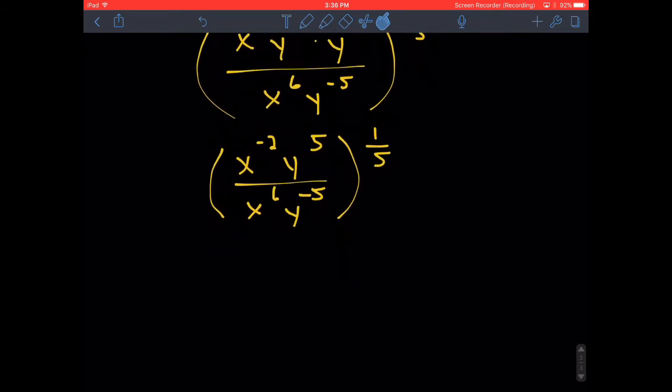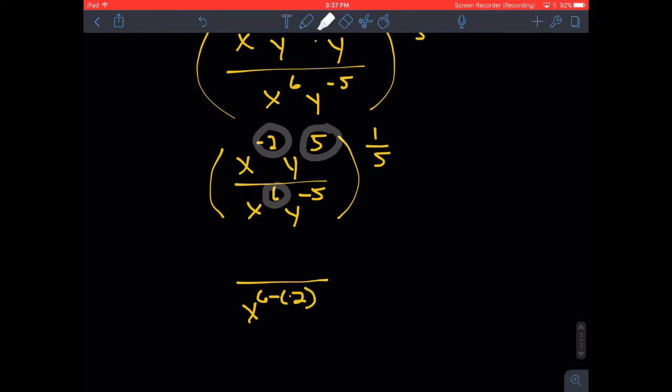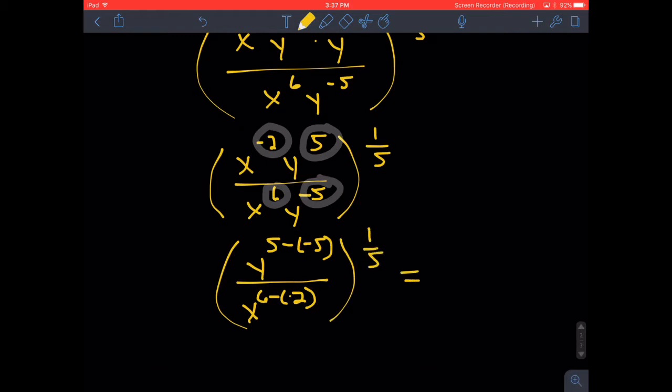And now we have an analog of the first problem that we attempted. So this time we're going to have x to the 6, and then we have x to the negative 2, which is going to give us x to the 6 minus negative 2 in the bottom because x to the 6 is bigger and it's in the bottom. Similarly, on the top, we're going to have y to the 5th minus negative 5, and once again, all raised to the 1/5 power. And when we simplify this, we're going to have y to the 10th over x to the 8th, once again, raised to the 1/5 power.